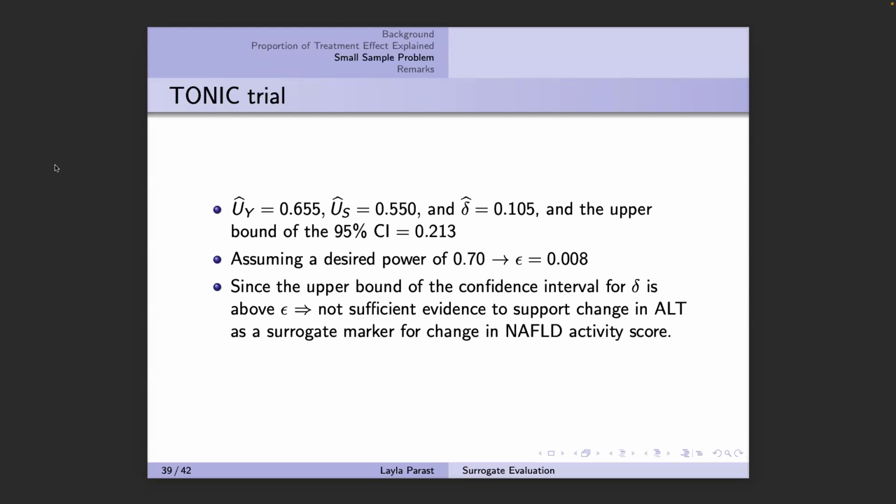So if I assume a desired power of 0.7, the method I just described gives me an epsilon of 0.008. So my tolerance is very low, right? I'm not going to tolerate US being very far from UY. And since this upper bound of the confidence interval is most certainly above this epsilon, I don't have sufficient evidence to support change in ALT as a surrogate marker for change in NAFLD activity score.